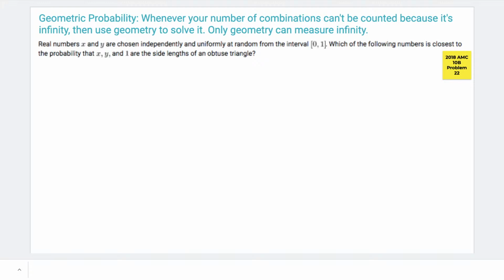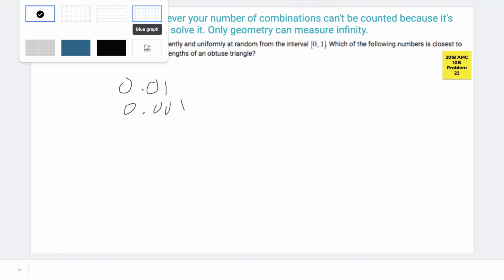Okay, now for this problem, clearly we can't calculate it because one side can be 0.01, it can be 0.0001, it can go on, it can be anything. Do you get what I mean? There's an infinite number, so clearly trying to solve it by hand is impossible. That means we have to graph it. So let's get graph paper out now.